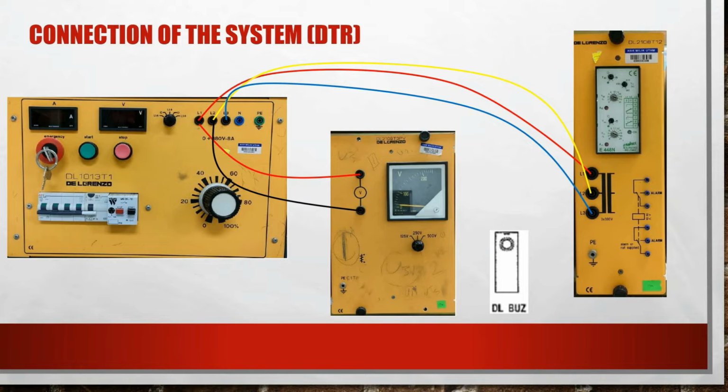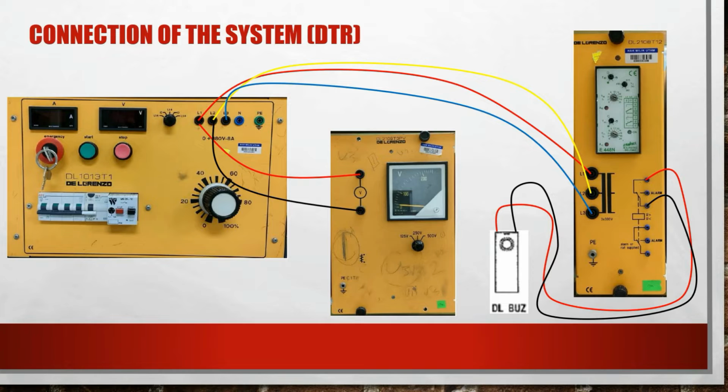We don't start this system, but we need to increase the voltage until 380 volt line to line. After that, we connect the buzzer before we start the system. So in this experiment, we want to show that if we increase the voltage, the buzzer will turn on.